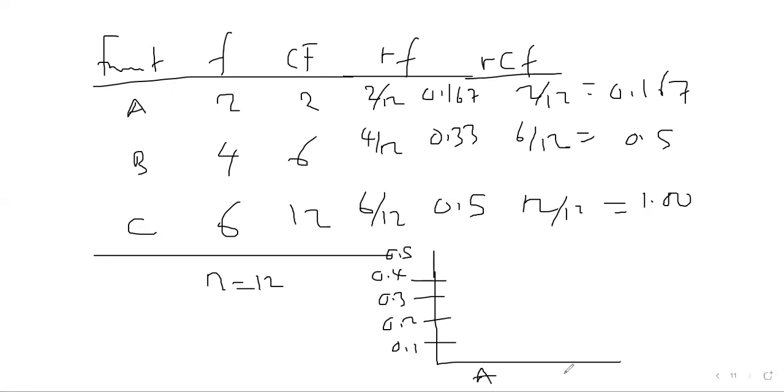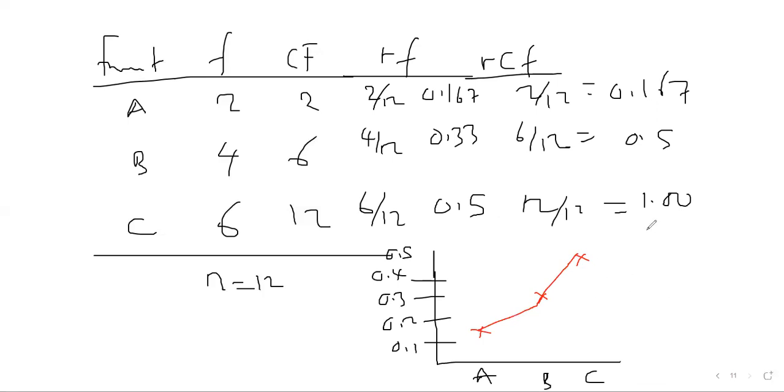We have A, B, and C. So A, 0.167, so somewhere there. 0.33 is somewhere there. 0.5 is somewhere there. So it's a polygon, not structured.